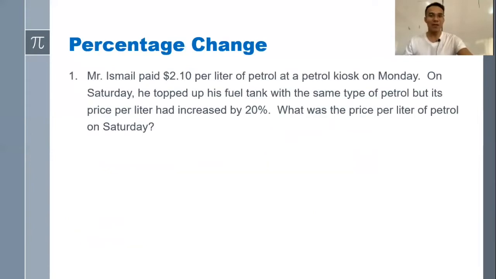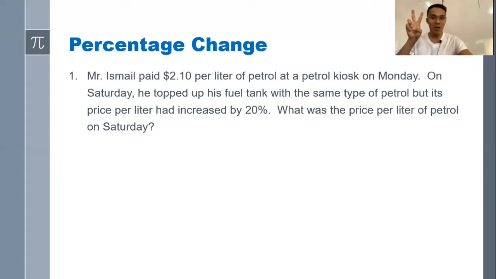So let's have the first problem. By the way, I only have 2 problems here because I don't want you to get overwhelmed about the topic. So let's have item number 1. Mr. Ismael paid $2.10 per liter of petrol at a petrol kiosk on Monday. On Saturday, he topped up his fuel tank with the same type of petrol but its price per liter had increased by 20%. What was the price per liter of petrol on Saturday?